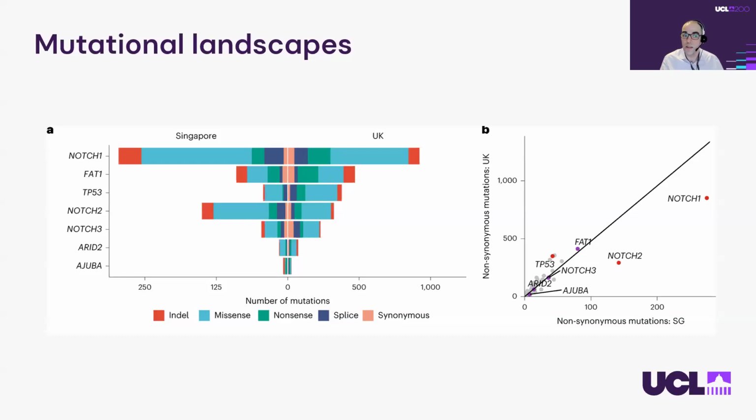vice versa. So you can see genes like Notch1, Notch2, P53, and FAT1, which are all commonly mutated in the two different populations. But when we try to compare the frequencies of the two of them, on the right, you can see that the Notch1 and Notch2 mutations are much more common in Singapore than they are in the UK. And in the other direction, P53 mutations are more common in the UK than they are in Singapore.